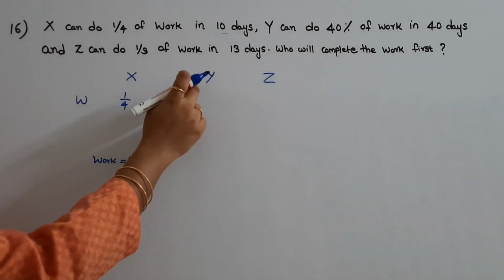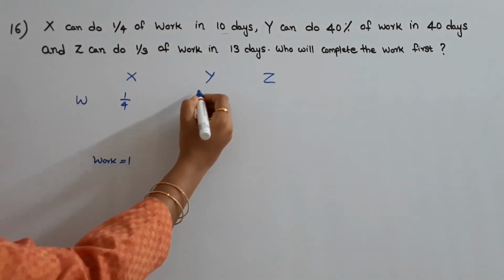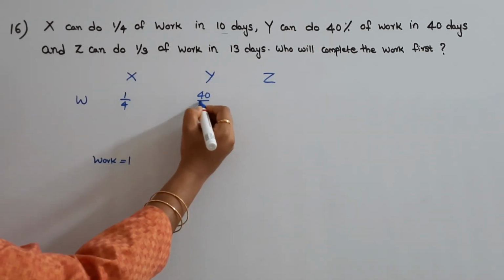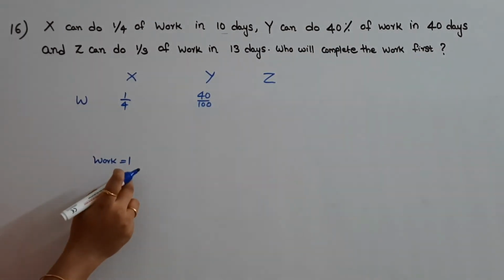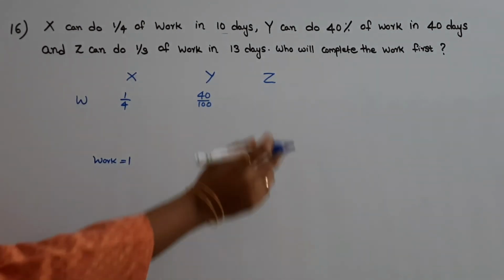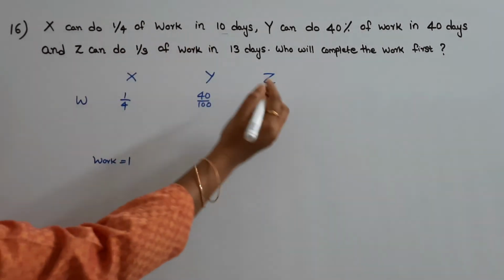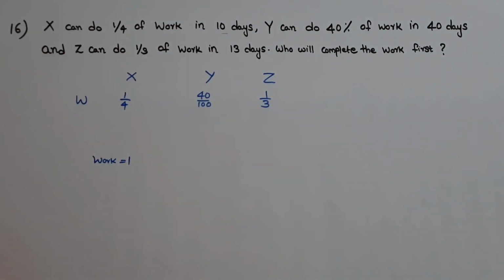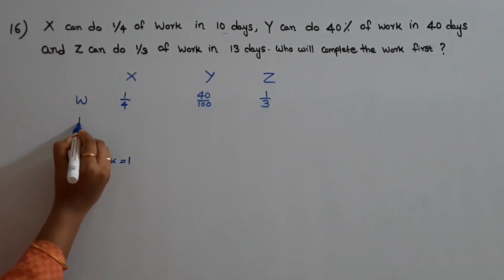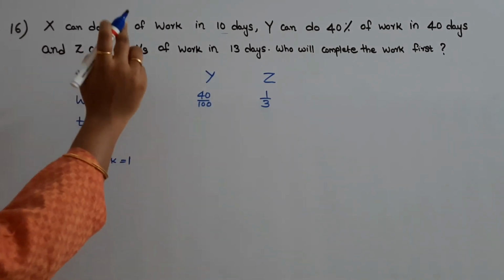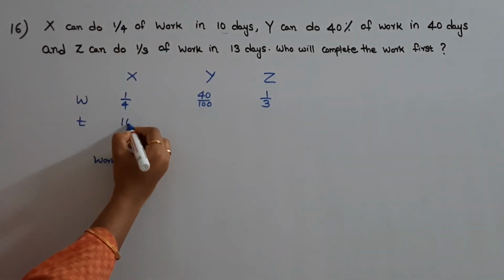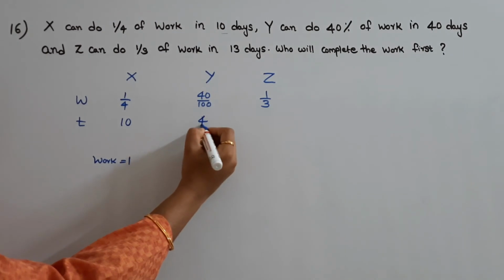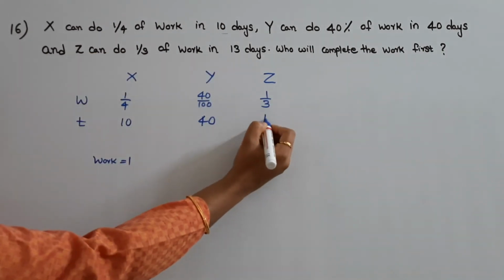Now work done by Y is given as 40% of work, that is 40 by 100 into 1, that is 40 by 100. Now work done by Z is 1 by 3 of work, that is 1 by 3 into 1, that is 1 by 3. Now they have also given us the time taken: time taken by X is 10, time taken by Y is 40, and time taken by Z is 13 days.